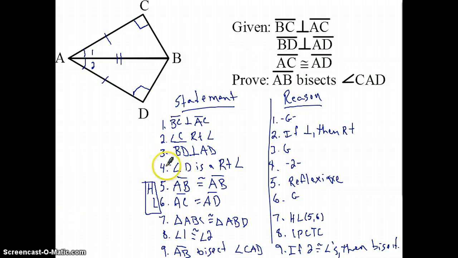Alright, so there you go. A 9-step proof using the HL postulate to prove two right triangles are congruent. Remember, this only works for right triangles. Okay? If we don't have right triangles, then we have to use the normal side, side, side, side, angle, side, angle, side, angle.